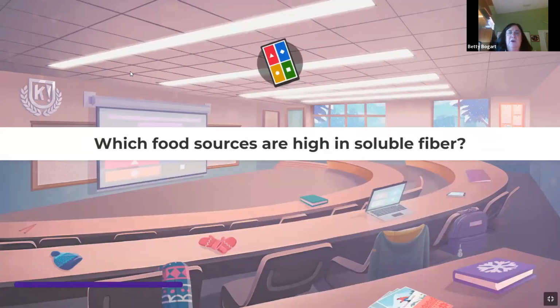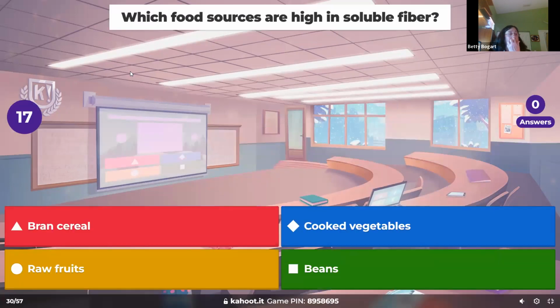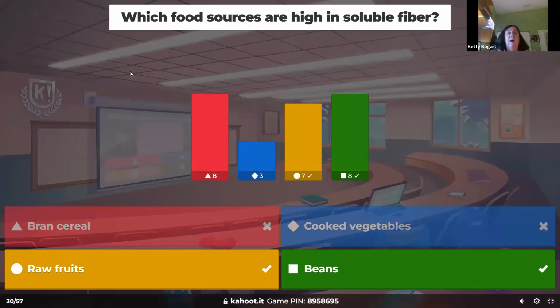Another multi. Which food sources are high in soluble fiber? Remember, we want to give fiber to those children who are diabetic, right? It helps with sugar. It helps with fat too. So soluble fiber, that's the difference here. Raw fruits, beans, and raw vegetables. Bran cereal is not soluble. The other ones are. That's the difference in the wording of this question.